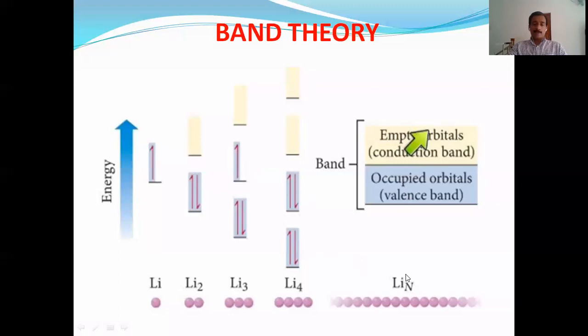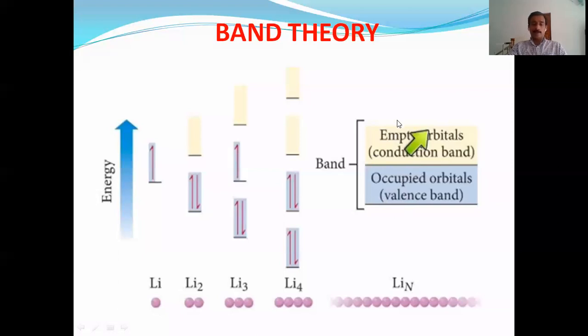In the case of n lithium atoms, n atomic orbitals will combine, therefore n molecular orbitals will form. As the number of molecular orbitals increases, it is very difficult to find out the difference in the energy of molecular orbitals. The energy levels will be very close to each other. That means that we can consider it as a continuous energy band.